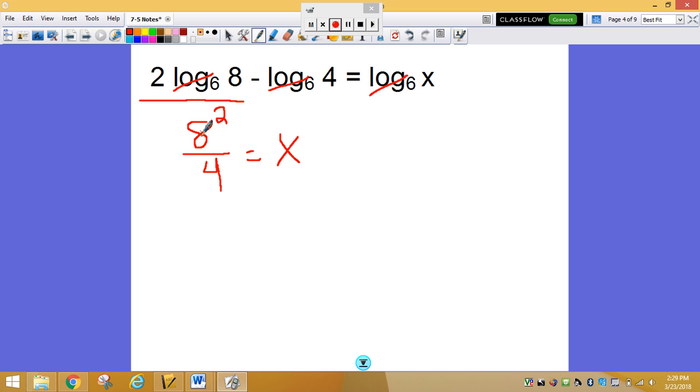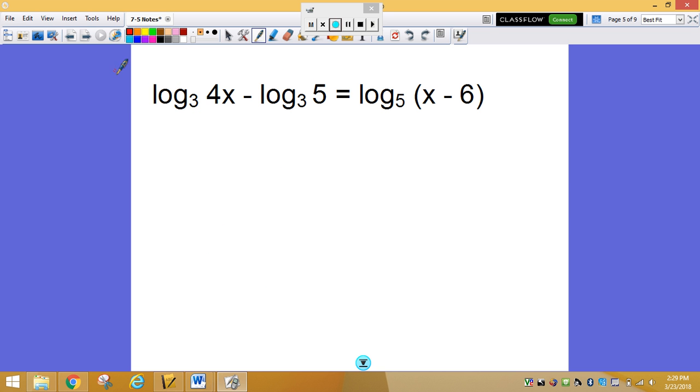8 squared is 64. Divided by 4 is x. And 64 divided by 4 is 16. Okay, let's do another one.